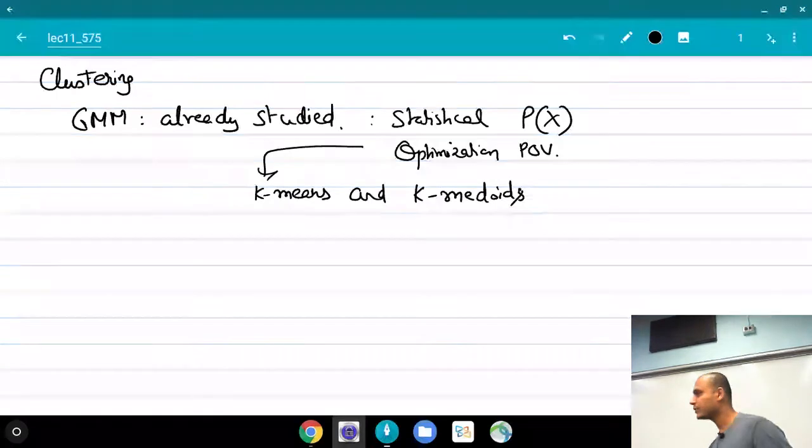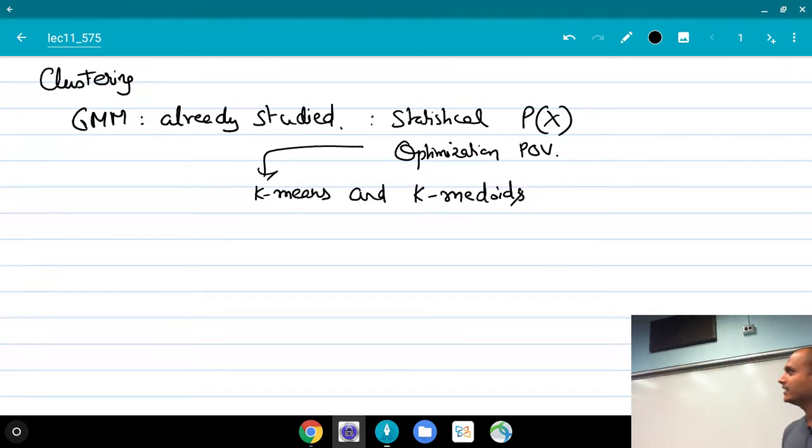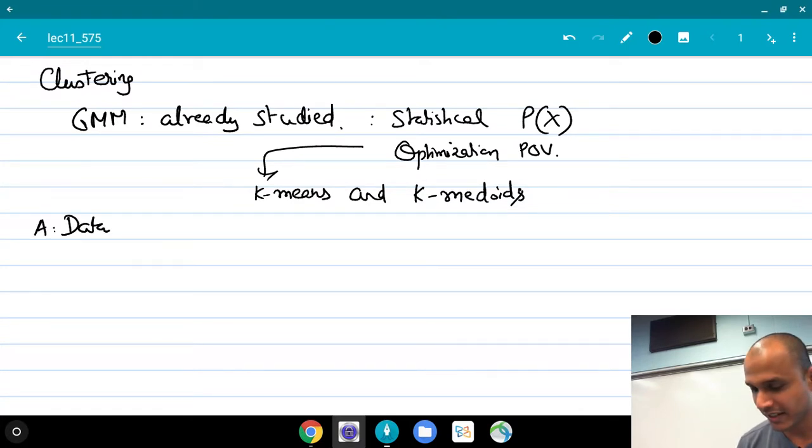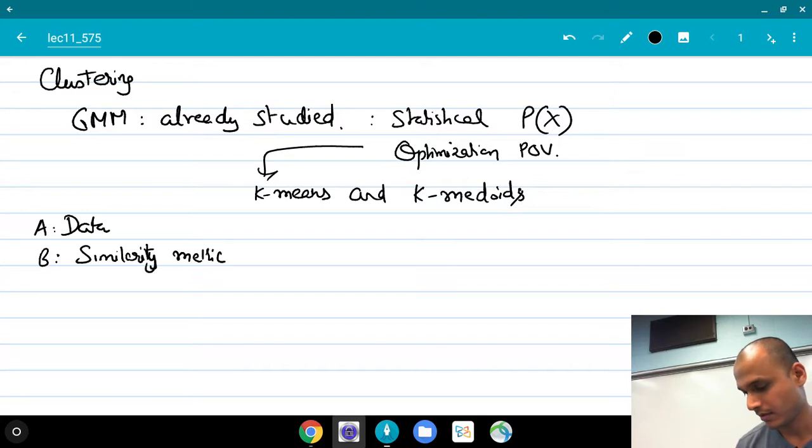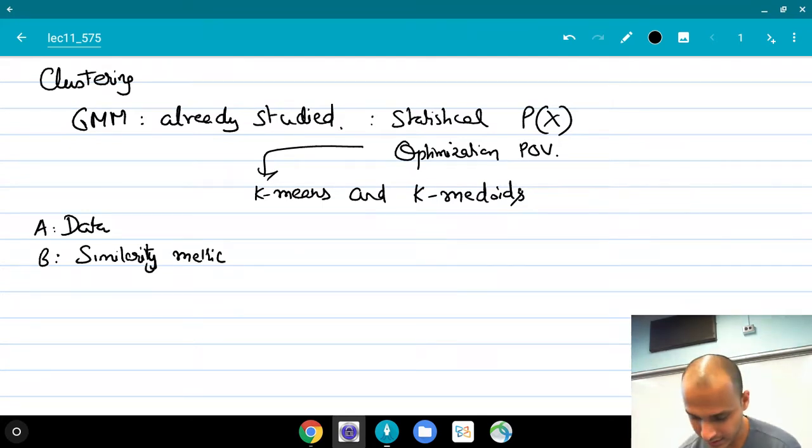But even to introduce and understand k means and k medoids as ways to optimize, or to get to some clusters or segments, we need to first start with the essential components. Of course, the first component is going to be data. The second component is going to be a similarity metric. Okay.